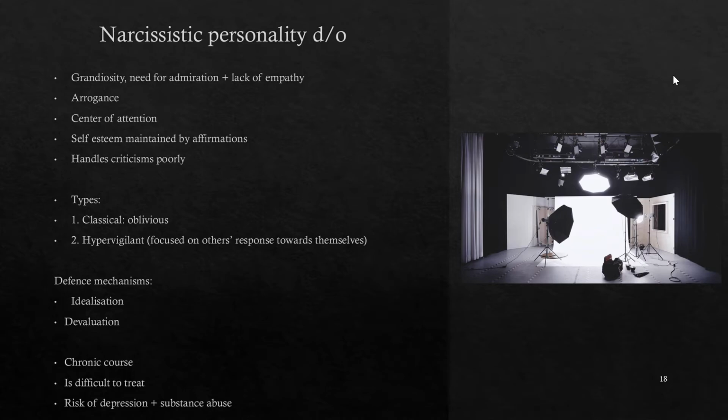Lastly, in cluster B, we have narcissistic personality disorder. These patients usually have a sense of grandiosity, need for admiration, and lack of empathy. They can come across as arrogant, needing to be the center of attention, and their self-esteem is usually maintained by affirmations, which also means that they handle criticism quite poorly. Their defense mechanisms are mostly that of idealization and devaluation. This is a chronic course and a very difficult to treat personality disorder. There's an increased risk of depression and substance abuse.